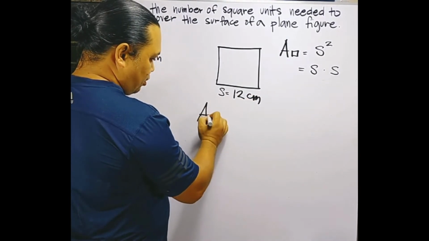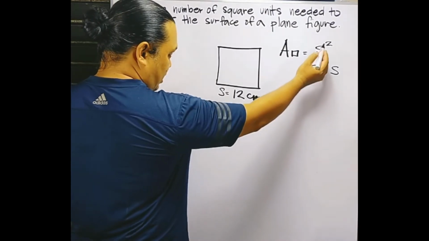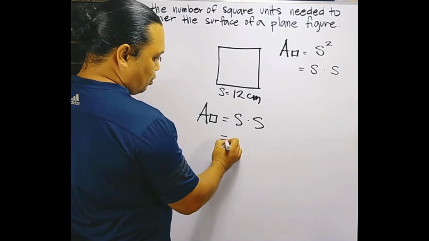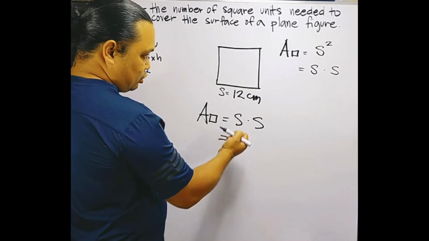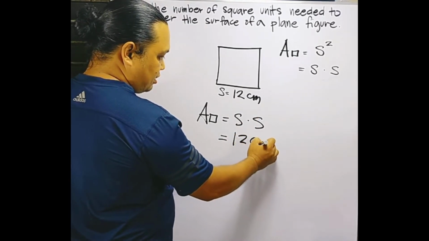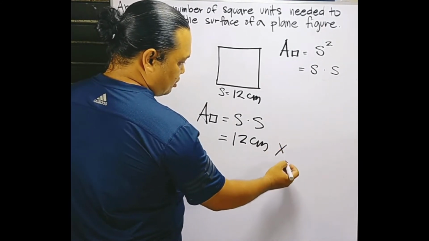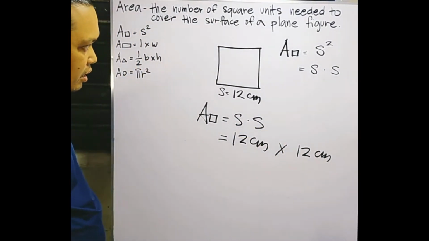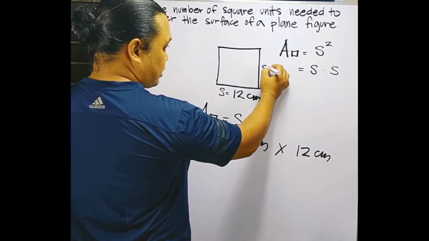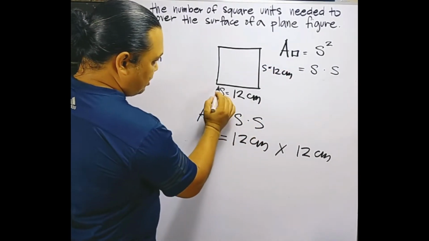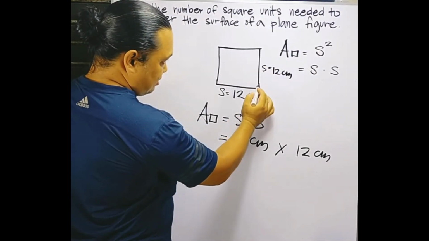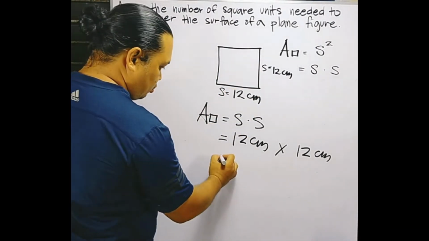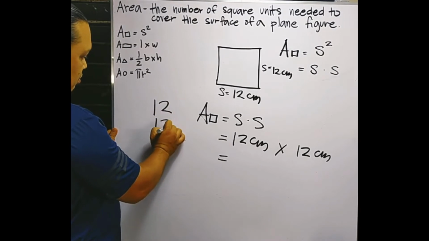Now the area of this square is equal to, our formula is S squared or side times side, equal to, what is the value for the side? That's 12 centimeters. So 12 centimeters for one side, times 12 centimeters for the other side. Meaning we just multiply these two sides. So how to get the area? Now let's multiply 12 times 12.